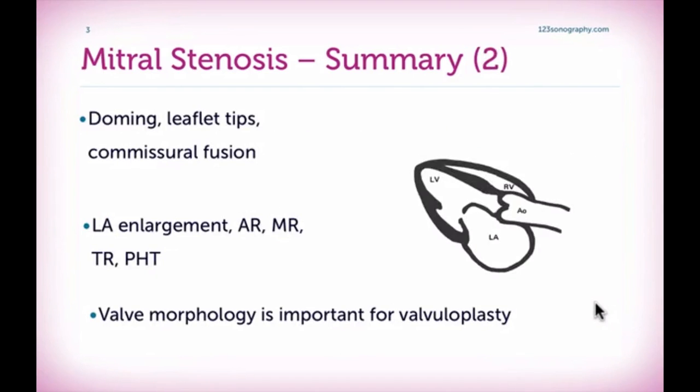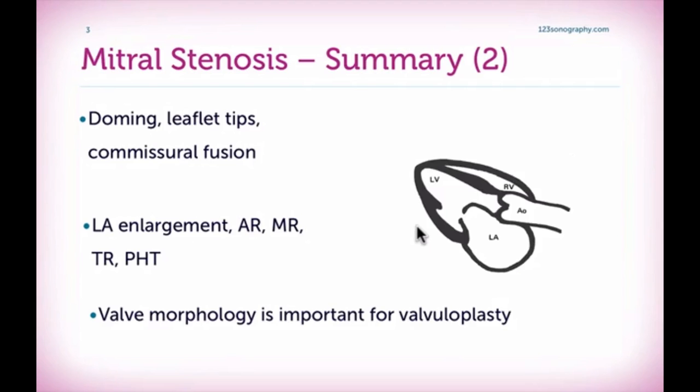The typical features you will find in the echocardiogram are doming of the anterior leaflet, thickening, usually most prominent at the leaflet tips, commissural effusion, and involvement of the subvalvular apparatus. Other findings include left atrial enlargement, aortic regurgitation because we also have aortic involvement in rheumatic heart disease, concomitant mitral regurgitation, tricuspid regurgitation, and pulmonary hypertension.